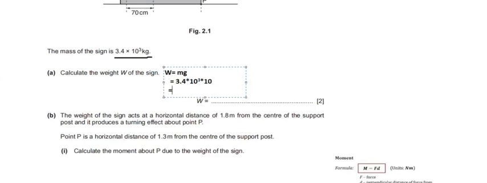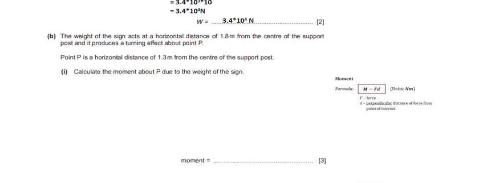So here the value is coming out to be 3.4 into 10 raised to 3 into 10, which is nothing but 3.4 into 10 raised to 4. Okay, so this is the value of the weight, and weight is nothing but the force, so it should be measured in the Newton. So the weight of the object is 3.4 into 10 raised to 4 Newton.